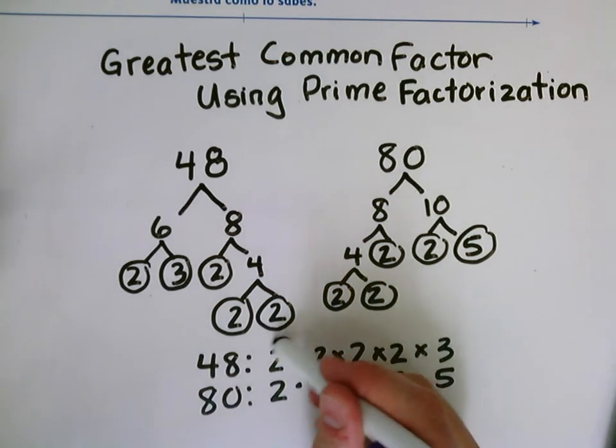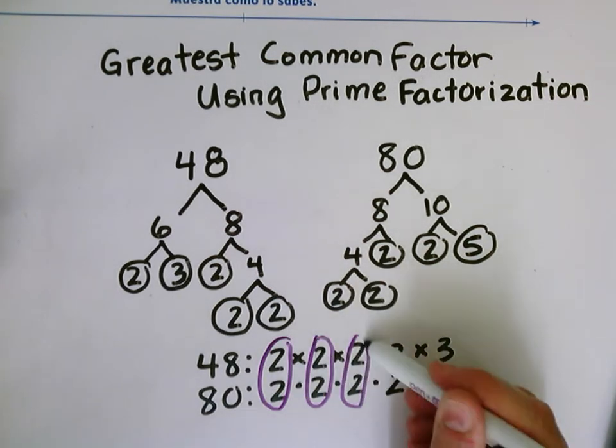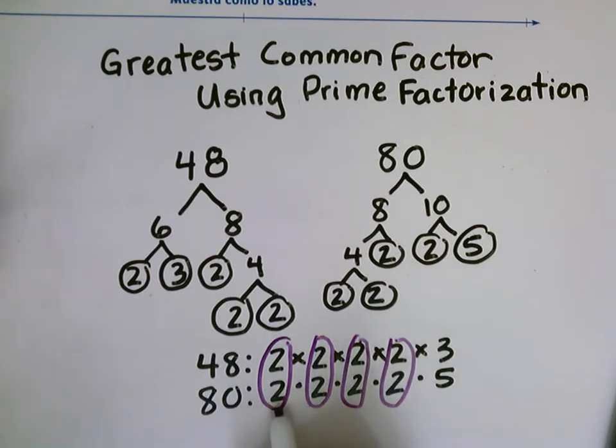So it looks like I have a group of 2, another group of 2, another group of 2. It's nice that they line up nice and even for me here. But I have 4 groups of 2 in common. All right, so I'm just going to count each group of 2 that I have in common, which is 4. So 2 times 2 times 2 times 2.